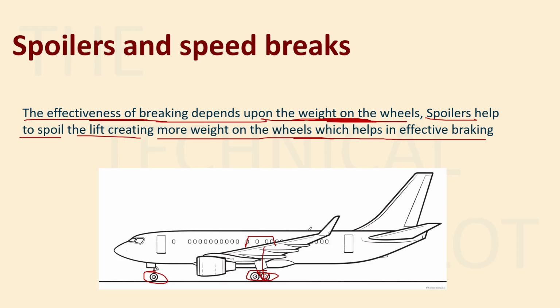And if you spoil this lift, if you deploy spoilers, the lift will be spoiled, right? And which will cause what? More weight on the wheels, right? More weight on the wheels means that the braking efficiency of your aircraft will increase. So this is also a purpose of spoilers, and this is asked very often in your exams. So keep this in your head.